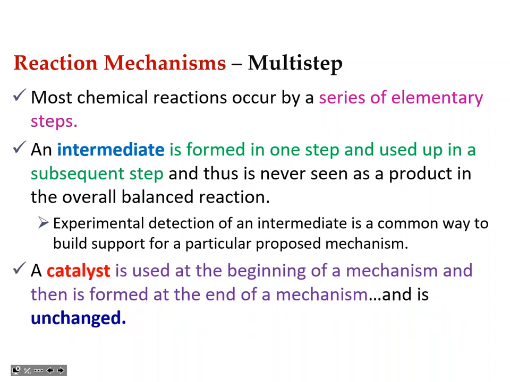Another thing you'll see in these mechanisms are catalysts. The way we look at the catalyst is it's a reactant, used at the beginning of the mechanism, and then it's formed at the end of the mechanism, and it remains unchanged. Remember, the enzymes just help speed it up. They aren't part of the bond breaking, bond forming, changing itself. So it's there at the beginning, it's there at the end, and it remains unchanged.